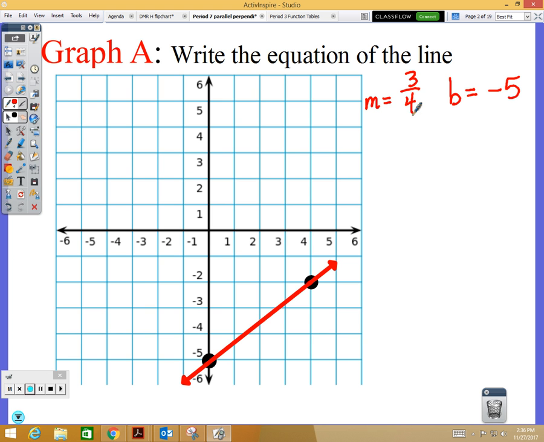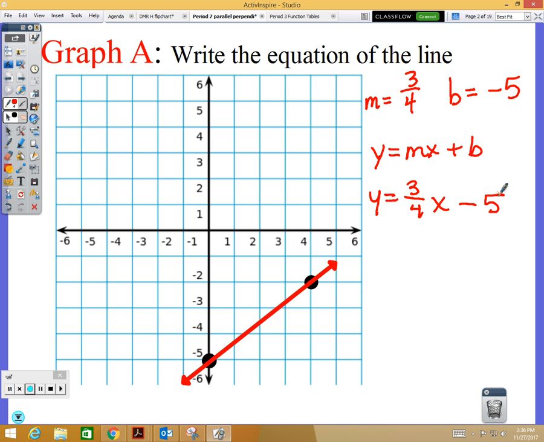So now we're going to write our equation. Remember, we're using slope-intercept form, which is y equals mx plus b. So our equation is y equals 3/4 x minus 5. The simplified way would be to have just -5. Okay? You're technically correct, though, Dawson.